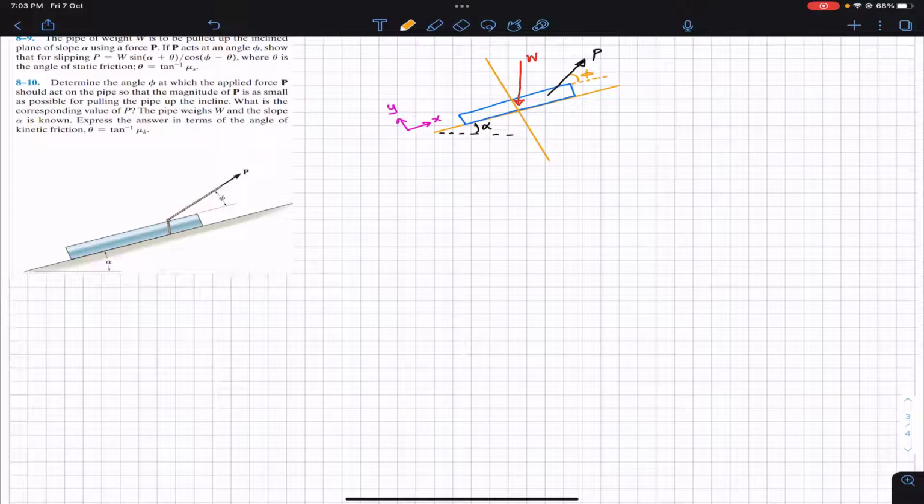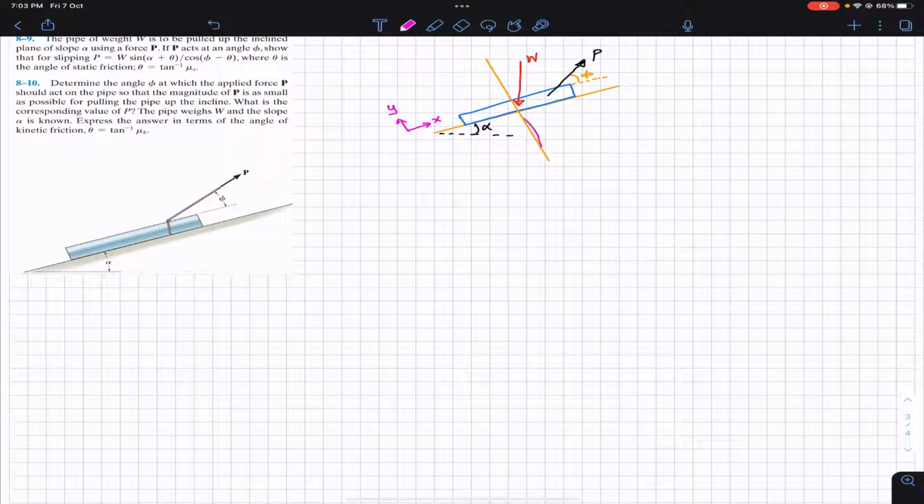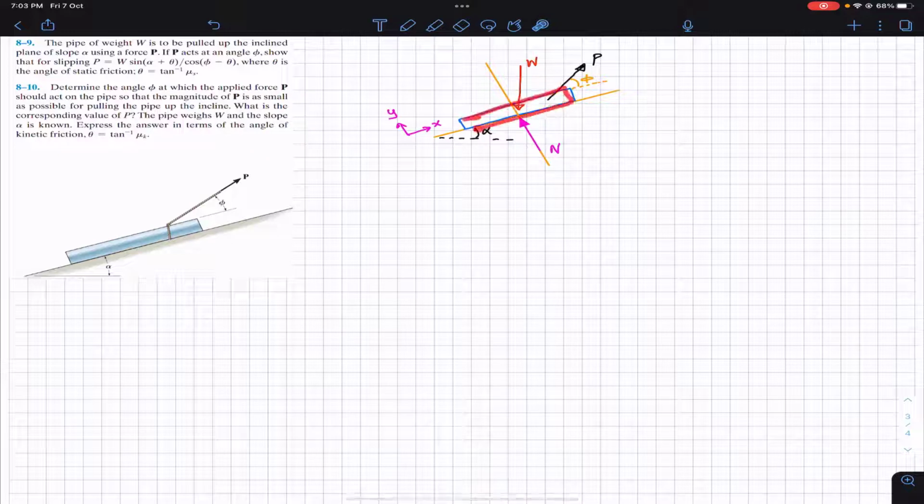So now if I draw the normal force on the pipe, the normal force is going to act in this normal direction to the incline, right? So this is that normal force. And if this force P is trying to pull this pipe up the incline, the friction force will resist its motion in the opposite direction. So we will have the friction force in the opposite direction. So this is that friction force, represented by small f.